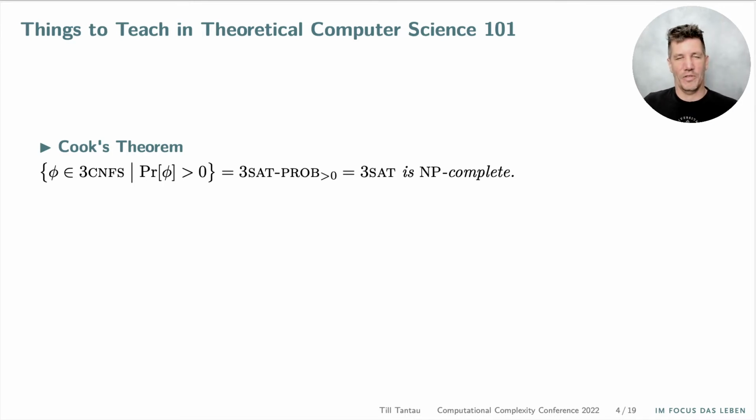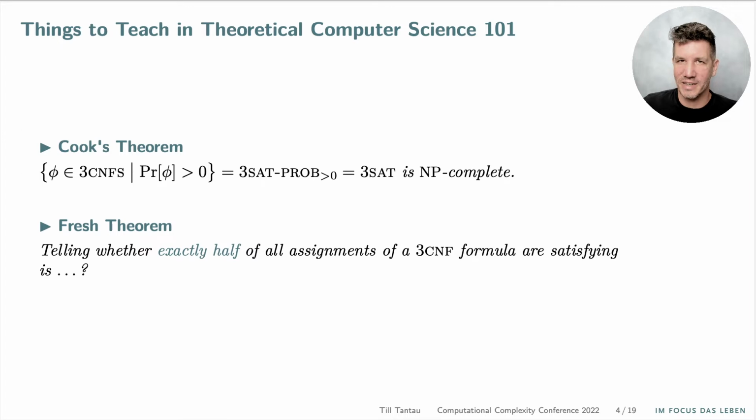And this is a well-known theorem. Now for some fresh results. And the fresh result concerns the question of telling whether exactly half of all assignments of a 3CNF formula are satisfying. So how difficult is that? So not just some satisfying, but exactly half of them. Seems like an interesting problem. And the surprising answer is that it is NL complete. That is complete for non-deterministic logarithmic space.